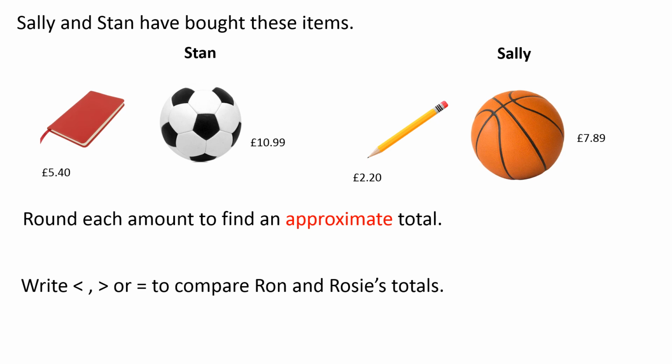And then you're going to use these symbols, the smaller than, greater than, and equals to compare their totals. So firstly, the first step is that you need to round each of these amounts, just like we've been doing. So the ones that I've just underlined, round it. You either round upwards to the nearest pound or down to the nearest pound. And then you can compare their totals.